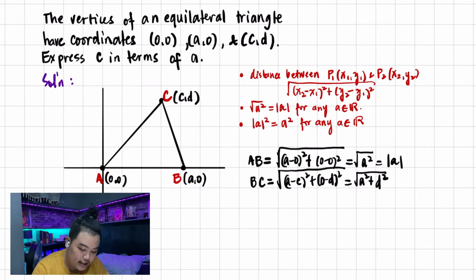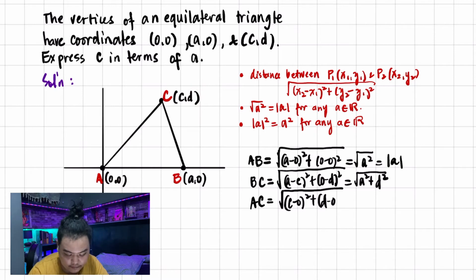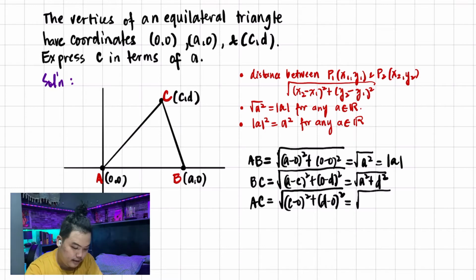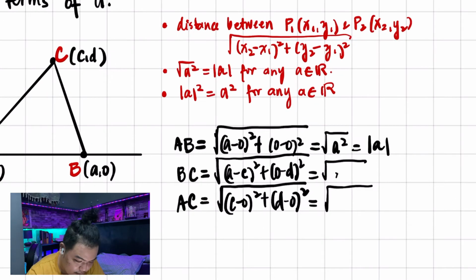How about AC? Dito na tayo. AC or CA, ano lalabas doon? C minus 0 square plus D minus 0 square, which is square root ng, ay may namali pala akong sulat dito. It must be A minus C square. Lagi ako namamali-mali na sulat.